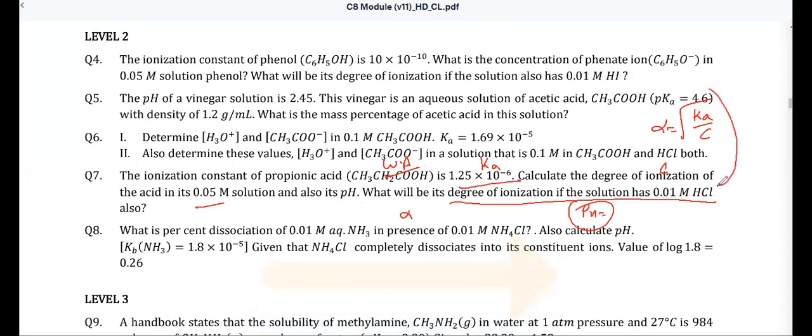In 0.1 mole of HCl? Go back to question number 4. Same concept, right? Same concept as in question number 4.